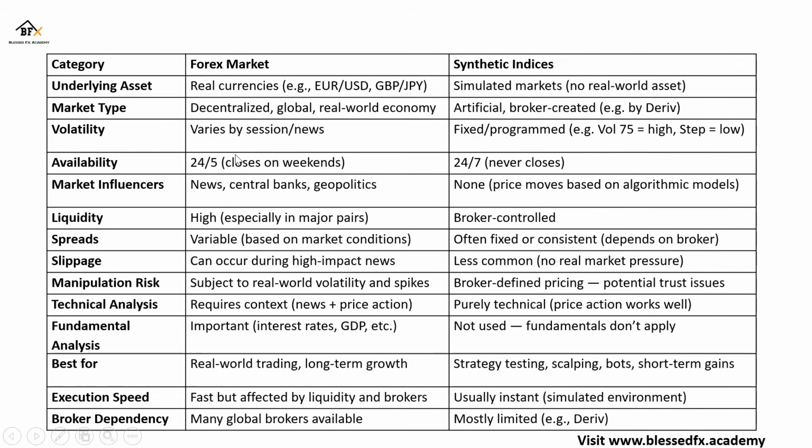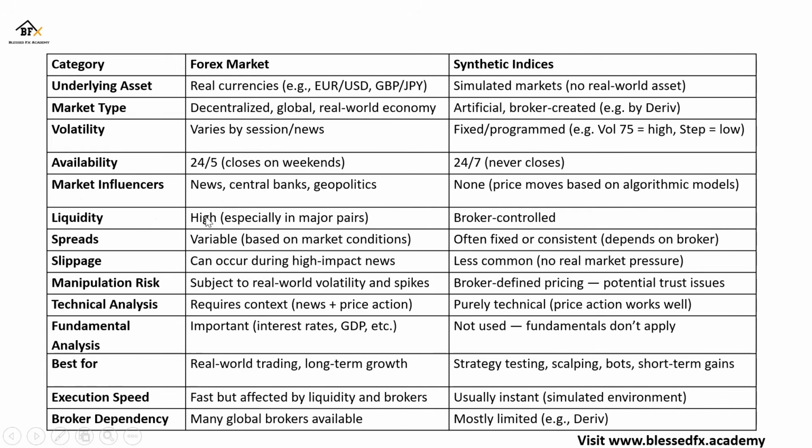The availability, this one closes on the weekend, where synthetic indices never closes, right? It never closes. The market influencers, we have news, central banks, geopolitics. This one is none. Price moves based on algorithmic models. Liquidity is high, especially in major pairs. This one is controlled by the broker. Not so good. Liquidity is the availability of cash, of money in the market, right?